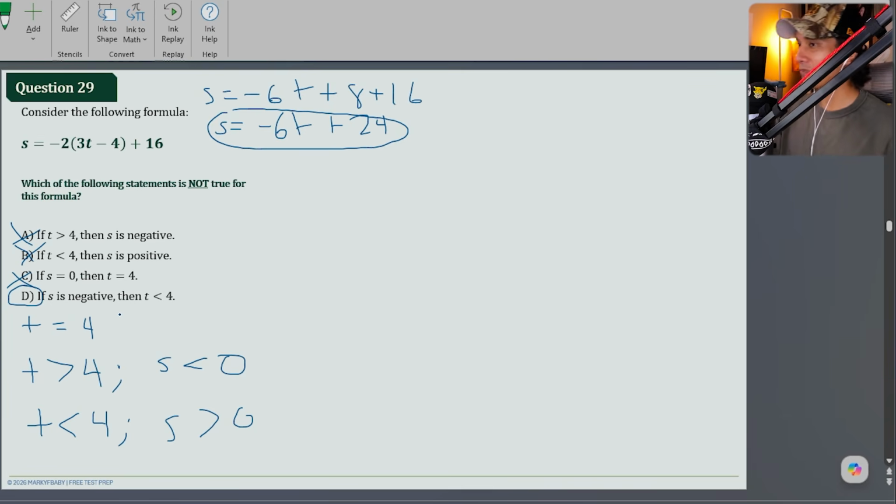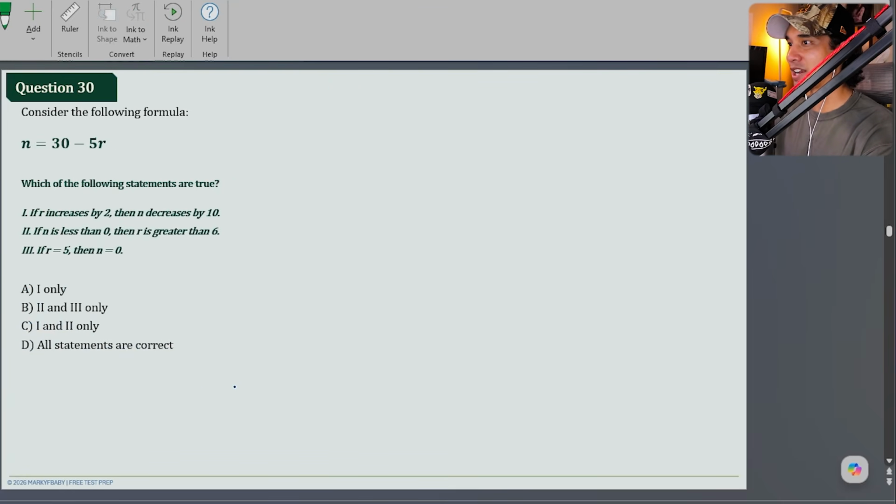So be careful when reading this problem, when analyzing this problem. Okay, even I get tripped up. And this is near the end of the test, and they'll probably do that while you're fatigued and everything. So let's go ahead and go on to question 30.